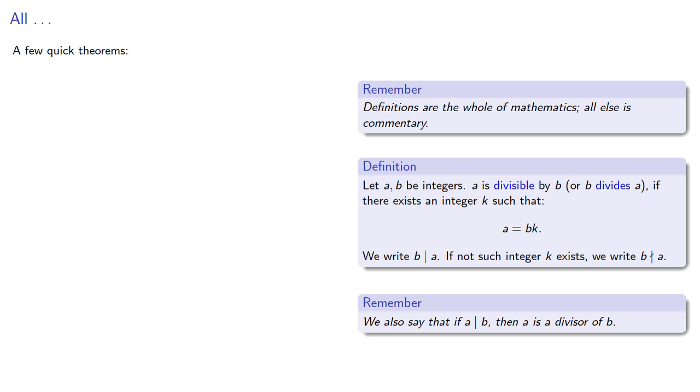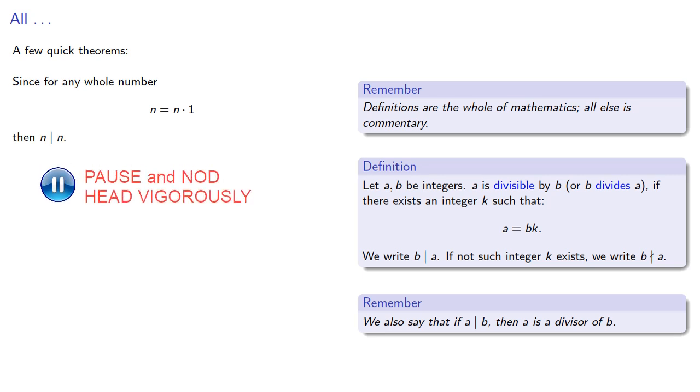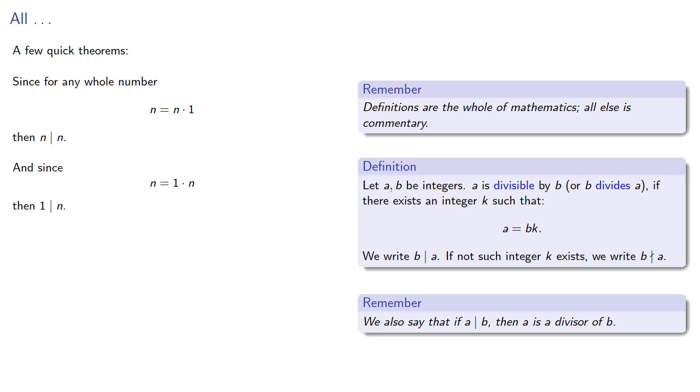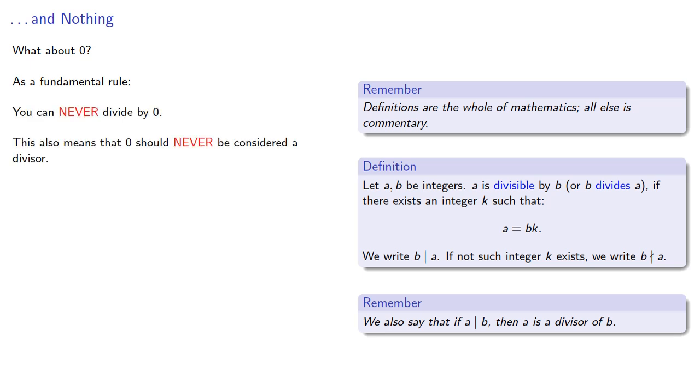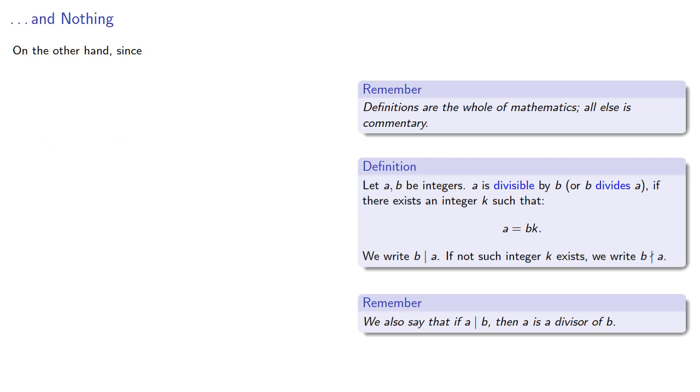So let's find a few quick theorems. Since for any whole number n, n is n times 1, then n divides n. And since n is also 1 times n, then 1 divides n. What about 0? As a fundamental rule, you can never divide by 0. This also means that 0 should never be considered a divisor. On the other hand, since 0 is any number times 0, then any number is a divisor of 0.